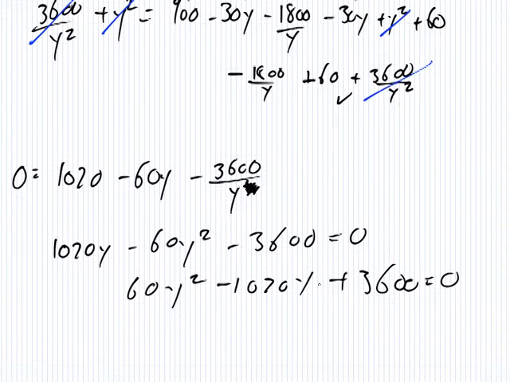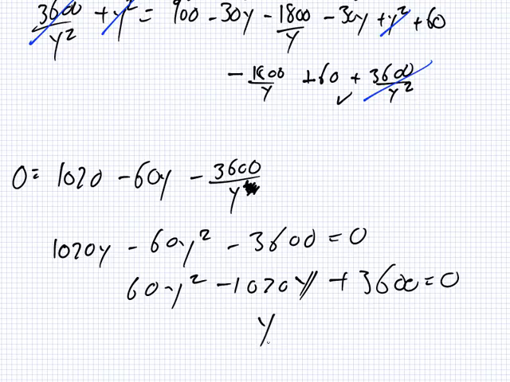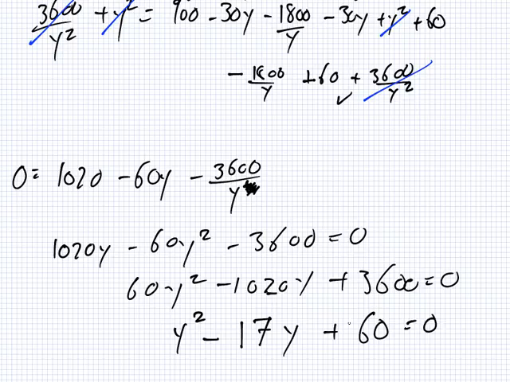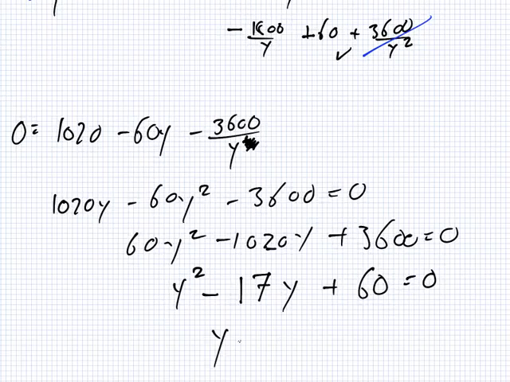Okay, so what do we get for the y, please? You can divide everything by 60, can't you? 12 and 5, that's 17. So y is 12 or 5, the final two. Now that we know the y, we can get the x.